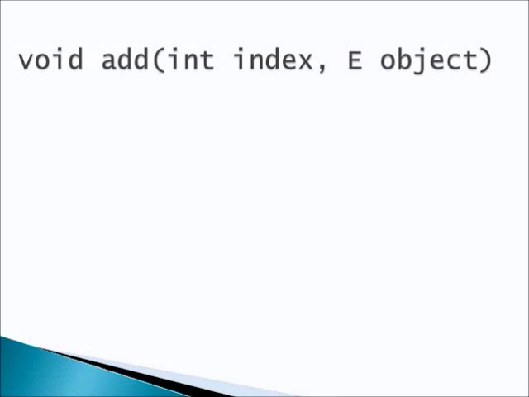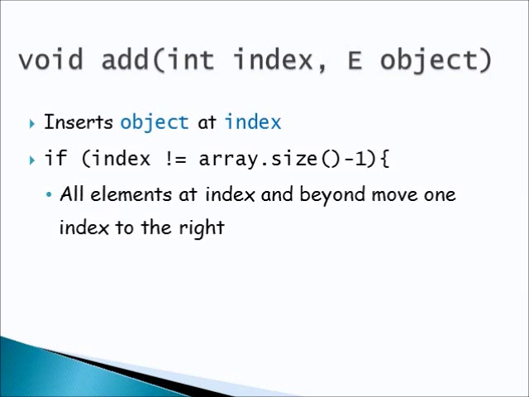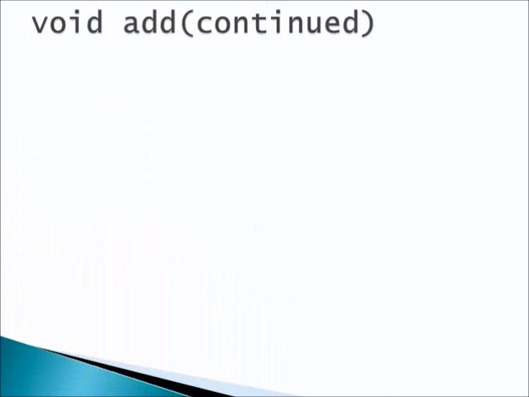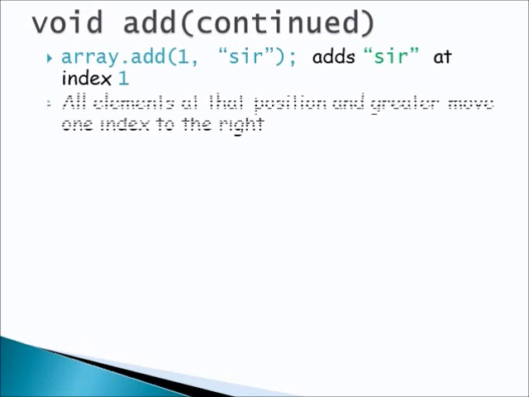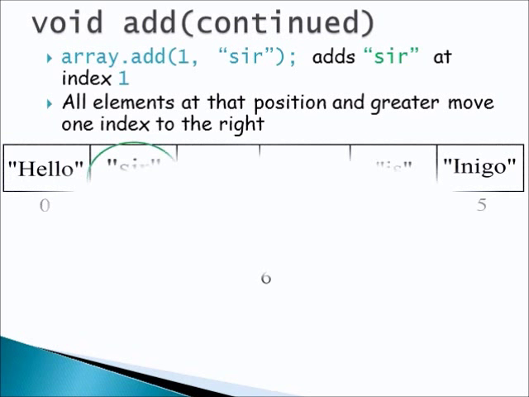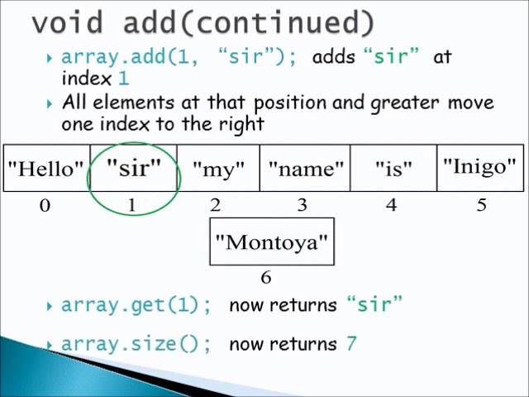The second add method is a void method and inserts object at index. If the insertion is not at the end of the list, all elements at index and beyond move 1 index to the right and the overall size increases by 1. By calling array.add and passing it an index of 1 and the string sir, sir is added to index 1 and all elements at that position and greater move 1 index to the right. So array.get(1) now returns sir and array.size returns 7.